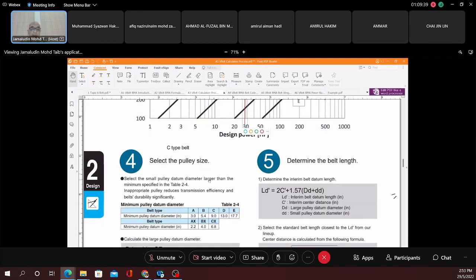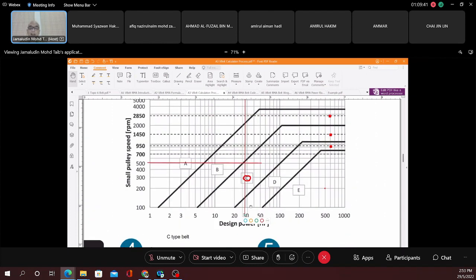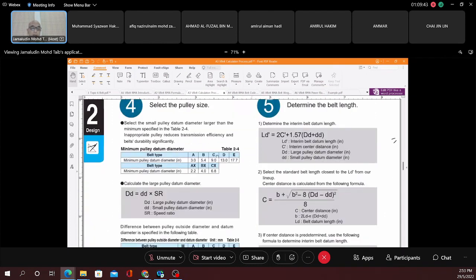Now, after you get the C value here, this is what you should have. In the case of C, you can have CX or C, it doesn't matter. Let's say we choose C here. Now you start to design your pulley. You have a smaller pulley of 9 inches.